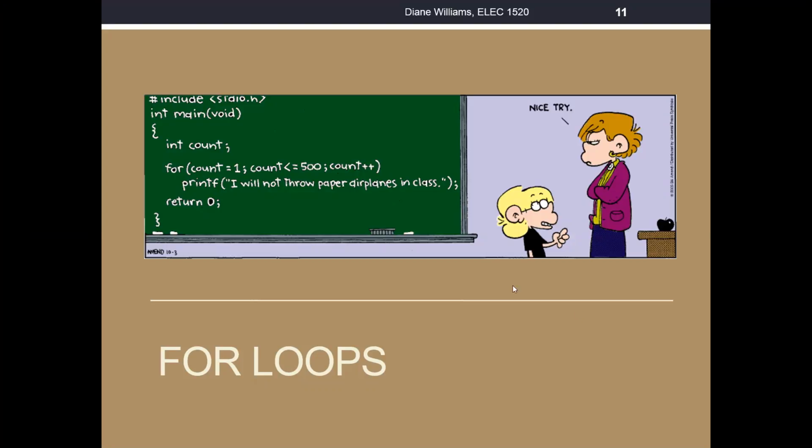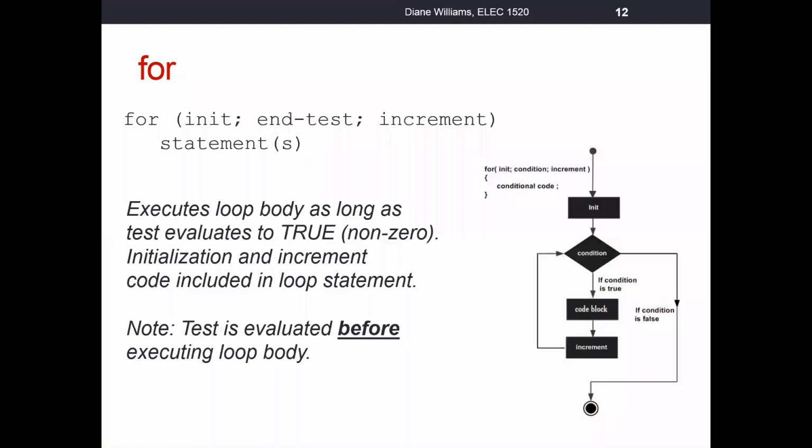We typically use for loops when we know how many times we want something to execute. In this cartoon, we can see this kid was cute because he knew for loops, and he was able to write a loop that would print out 500 times, "I will not throw paper airplanes in class." So let's take a look at the syntax of this for loop. Our new keyword, for. In the last loop we had the keyword while, here it's called for.